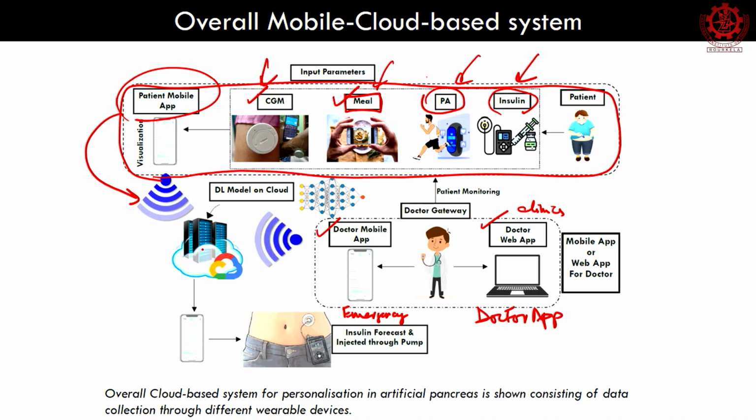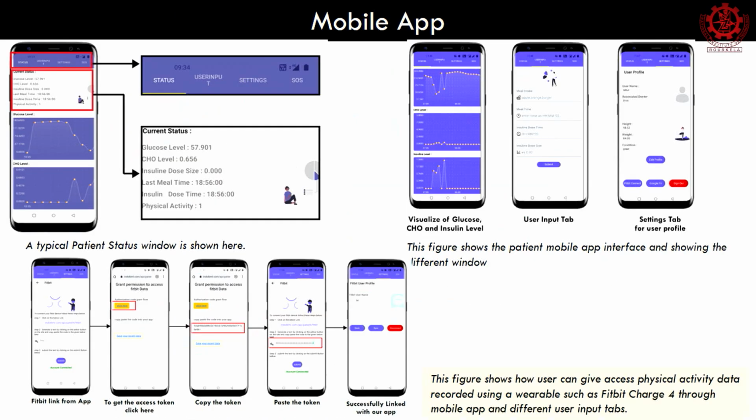And then of course whatever forecasts are there, they are sent back to the patient app, and through the patient app to the actuator. So this is the actuator, or the insulin pump. In this way the entire system works.